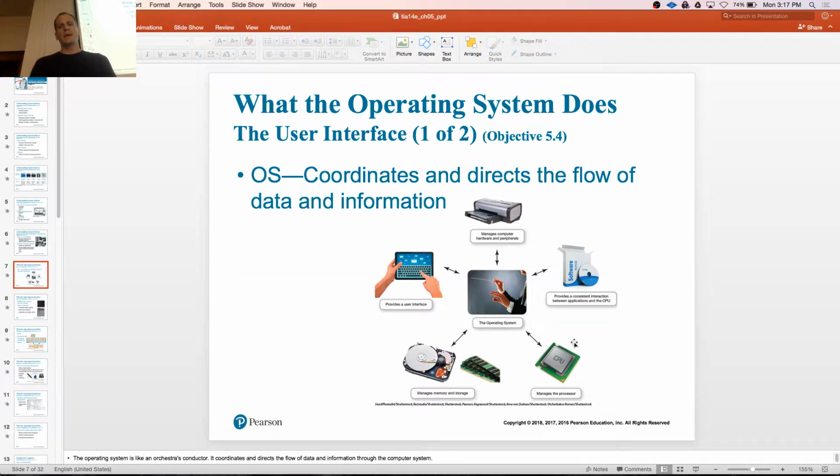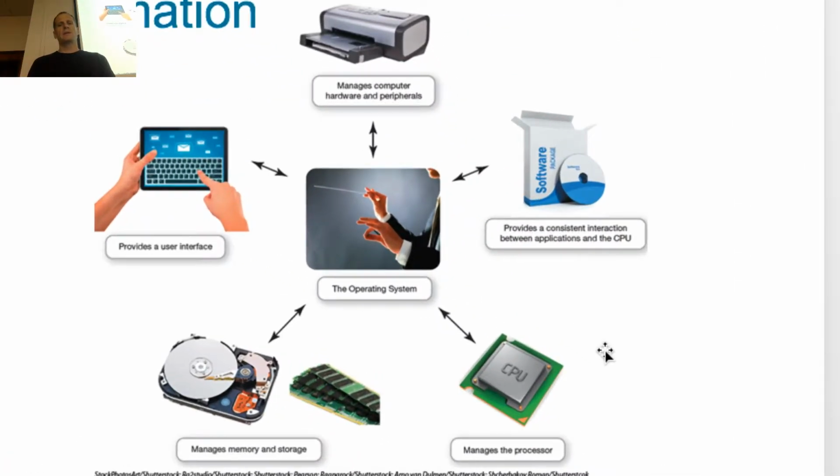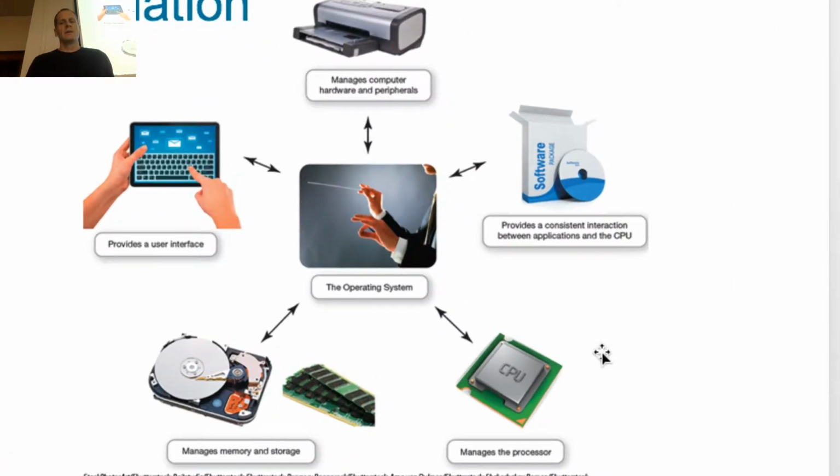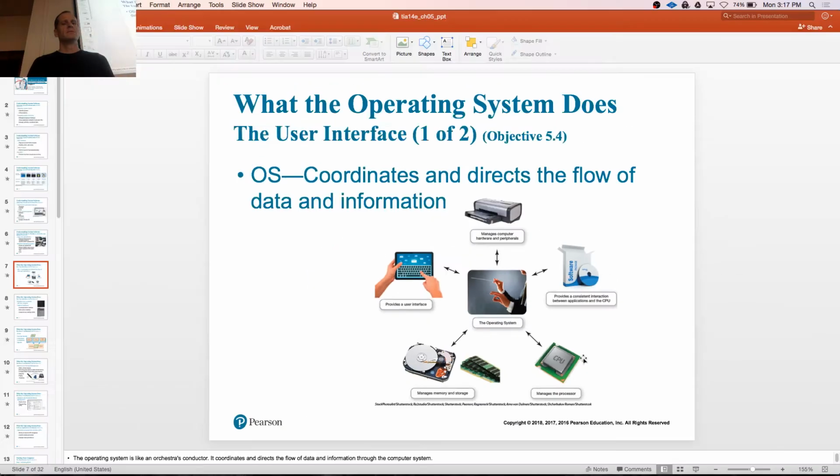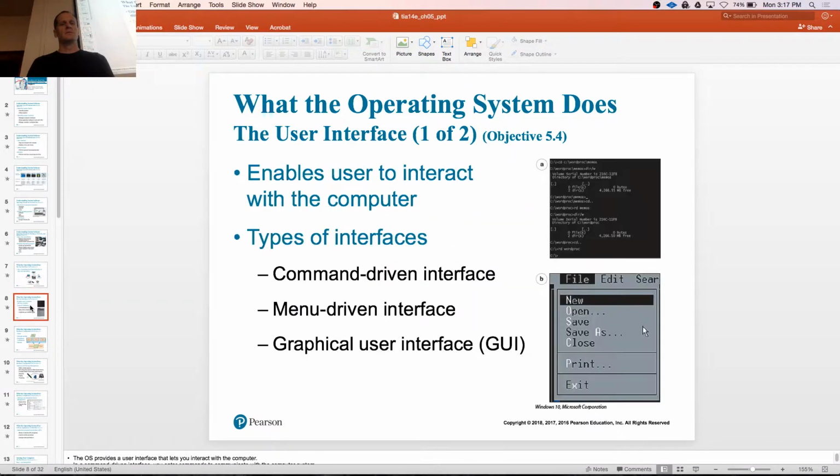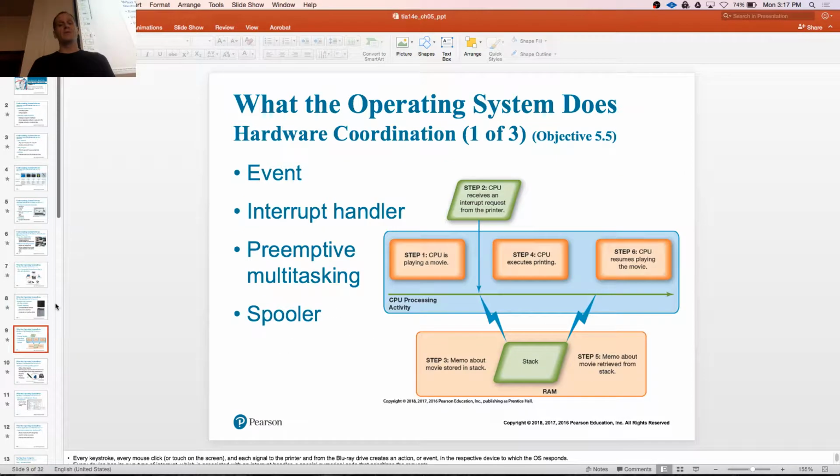This picture is pretty nice, I think. The operating system is kind of like a conductor. It manages the processor, manages memory and storage, provides a user interface, manages computer hardware and peripherals, and provides consistent interaction between applications and the CPU. So here we have command line interface, graphical user interface. A little bit about how it does hardware coordination.